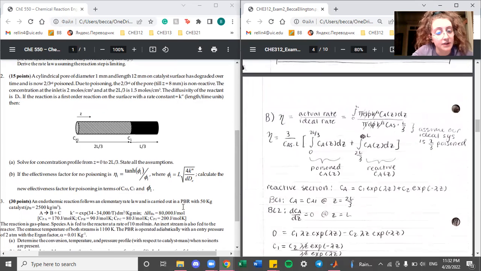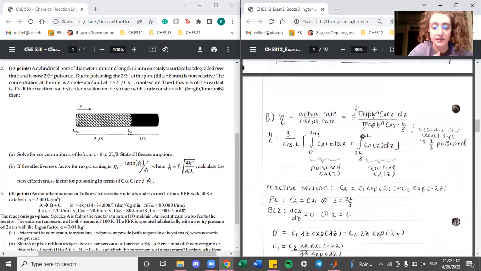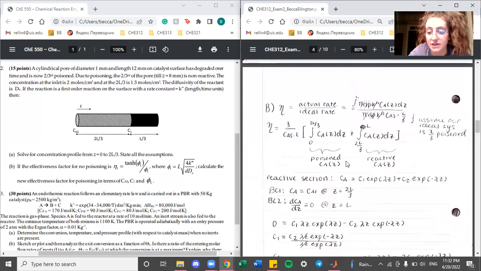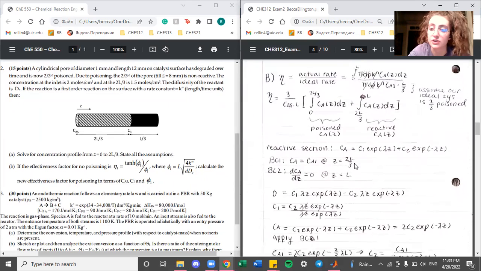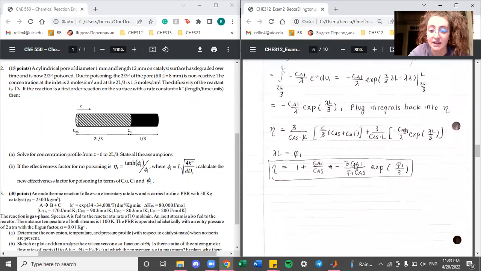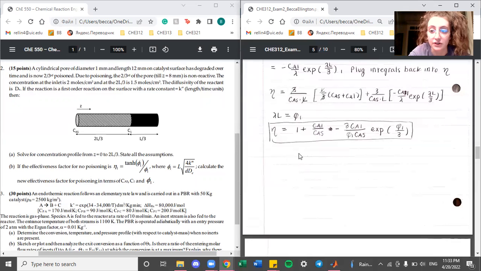For part B, it says if the regular effectiveness factor for no poisoning is equal to that, calculate the new effectiveness factor. I started with the beginning of the derivation of the effectiveness factor, which is the actual rate over the ideal rate. I said that the system is a 2/3 poison system, so the ideal rate would still consider that. Then I had to split the integral for the actual rate into the poison section and the reactive section. I derived a concentration profile for the reactive section, took the two integrals and plugged that back into eta to get my final expression for the effectiveness factor.